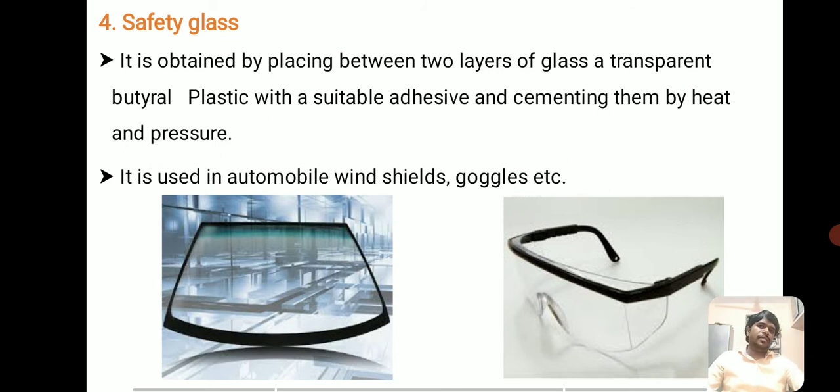And the next type is safety glasses. It is obtained by placing between two layers of glass a transparent butyral plastic with a suitable adhesive, and cementing them by heat and pressure. Usually this glass is used in automobile windshields. You can see the picture here, shields and safety goggles.